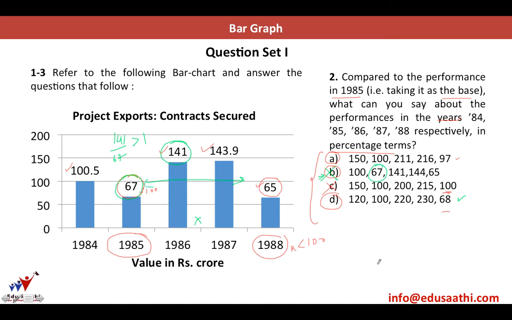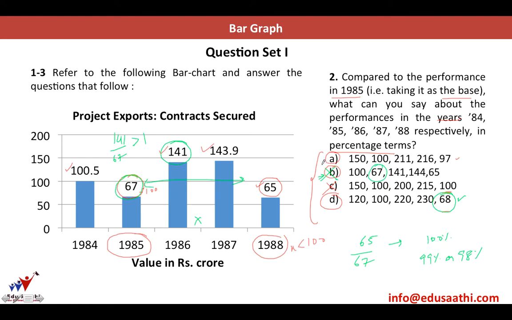So this percentage, if you calculate 65 divided by 67, has to be something very close to 100%. Like it should be something like 99% or 98%. It cannot be less than that. Whereas here in this D option, I have 68. This difference is not that far, 65 and 67.